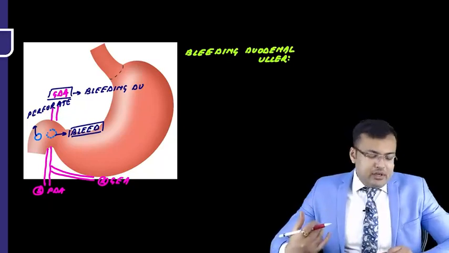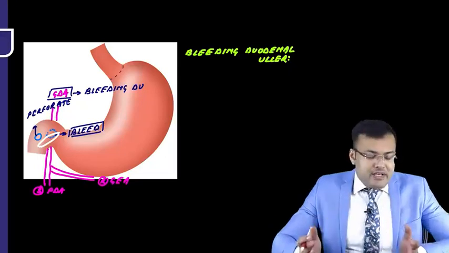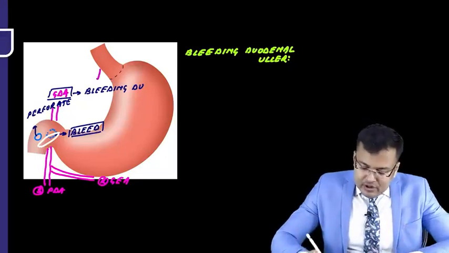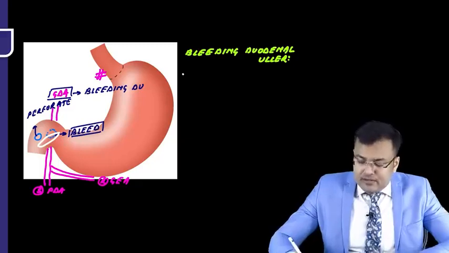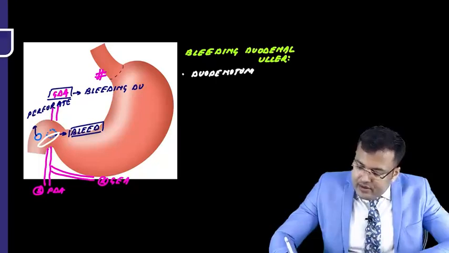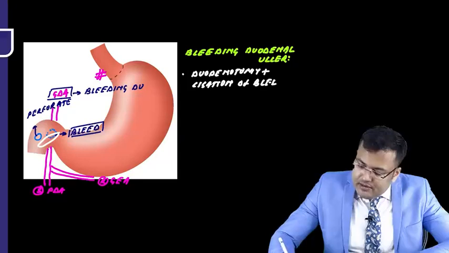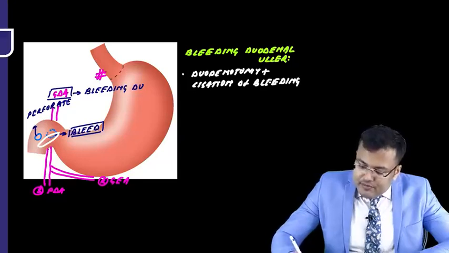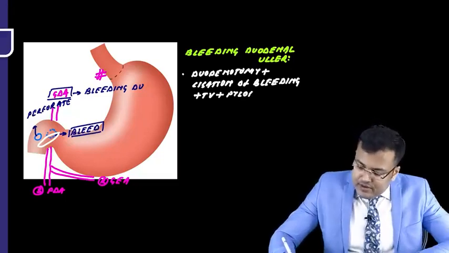When the patient has a bleeding duodenal ulcer, we have to perform duodenotomy. So you have to open the duodenum, go inside the lumen, and ligate the bleeding vessel. After that, we perform truncal vagotomy and then pyloroplasty. So in bleeding duodenal ulcer, we perform duodenotomy with ligation of the bleeding vessel. To prevent recurrence in future, we perform truncal vagotomy, and to prevent stricture, we perform pyloroplasty. So this is the treatment for bleeding duodenal ulcer.